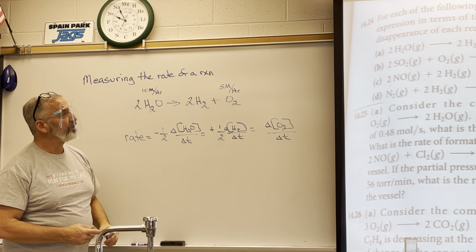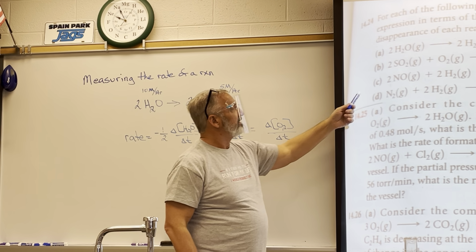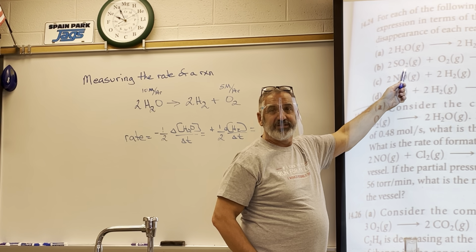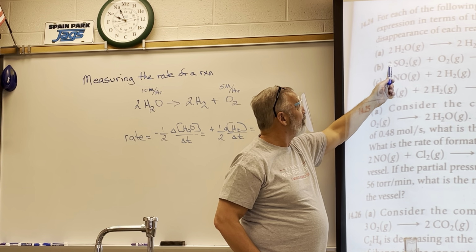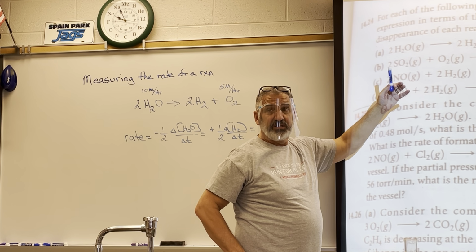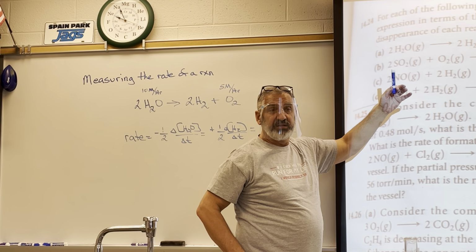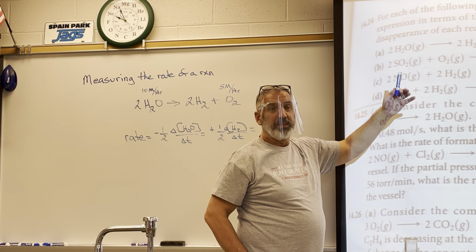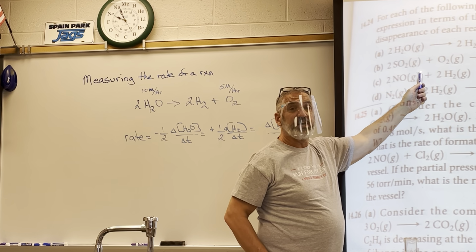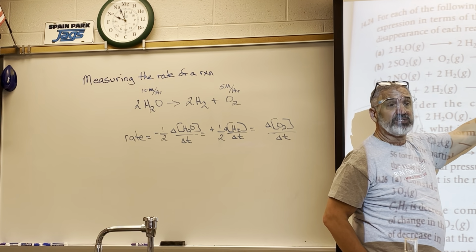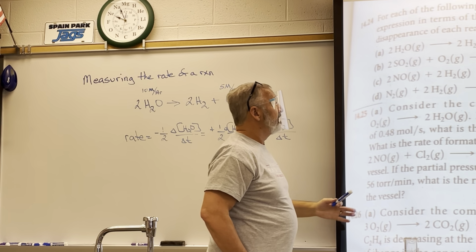Do I need to do any more of these? It's pretty straightforward, right? Rate is going to equal negative 1/2. The reactants are always negative. Why? They're reacting, so they're going down. They're being used up, so the concentration's decreasing, whereas products are increasing.